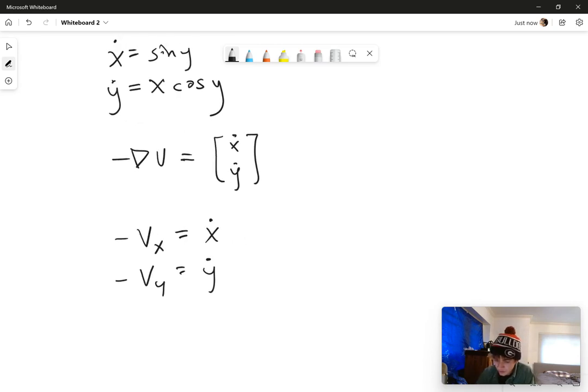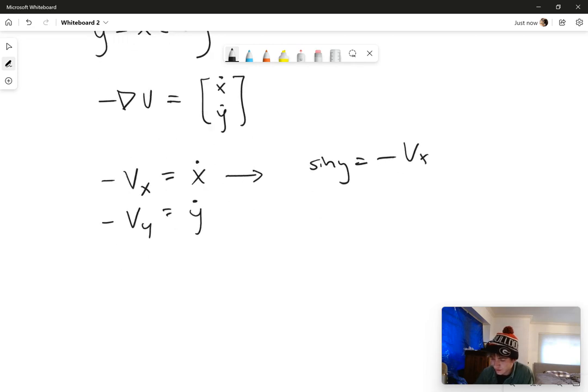Okay, so let's go ahead and solve for this first equation here. So we know that sine of y is equal to negative V sub x. So I'm just going to integrate both sides with respect to x here, and I'm going to solve for V.